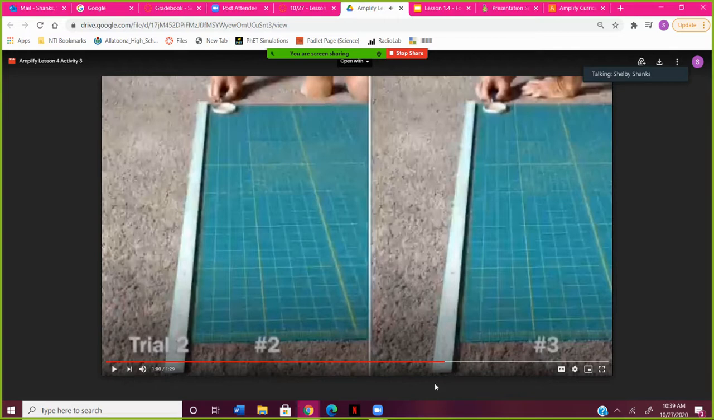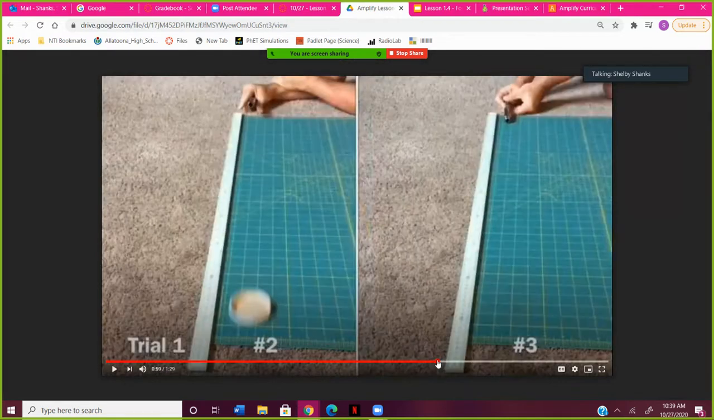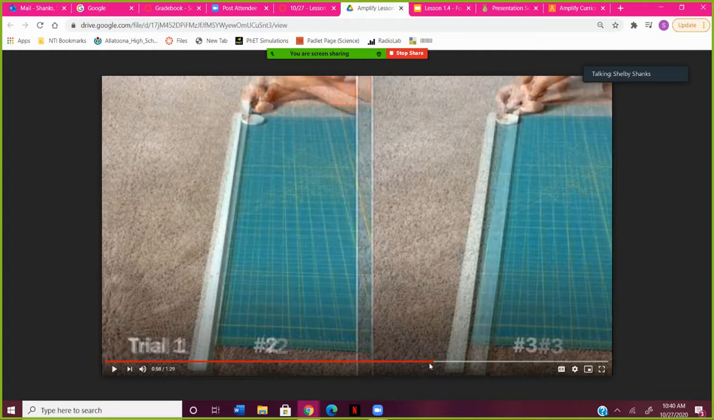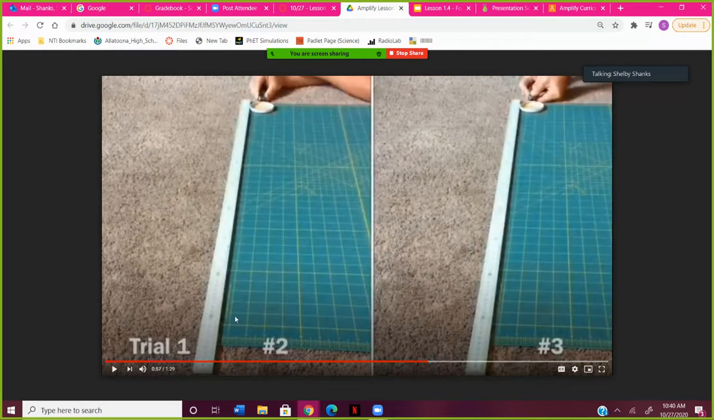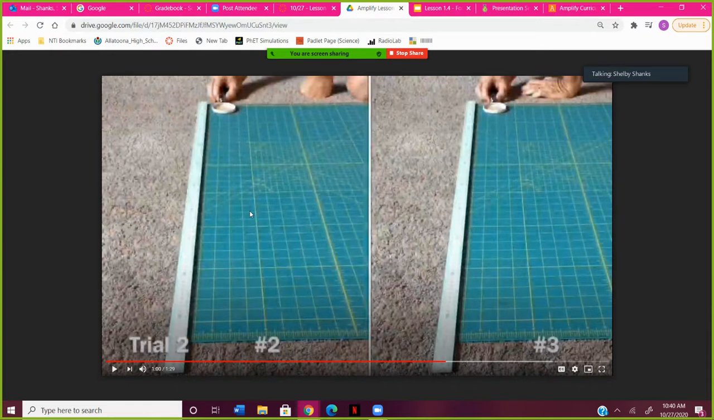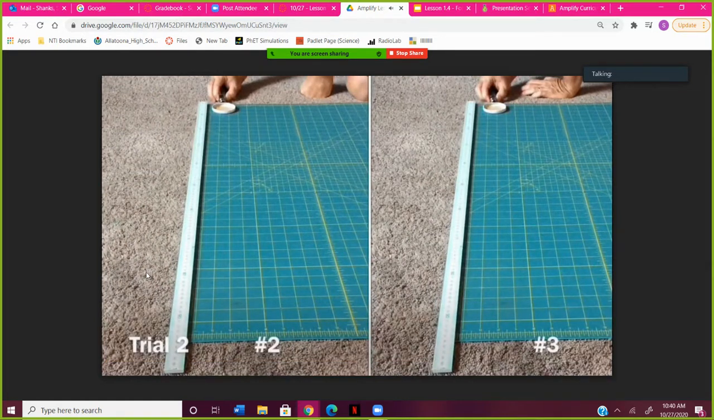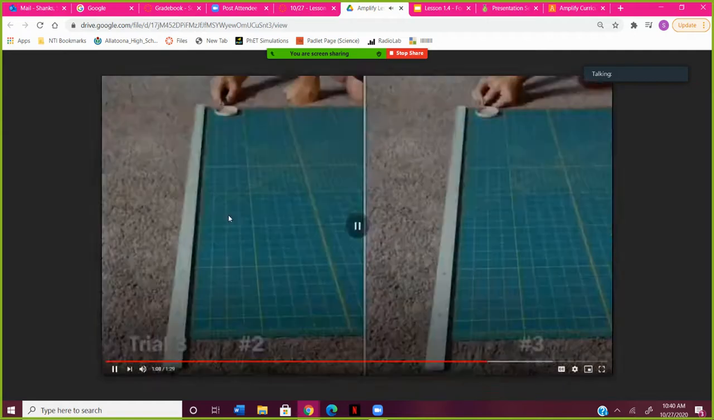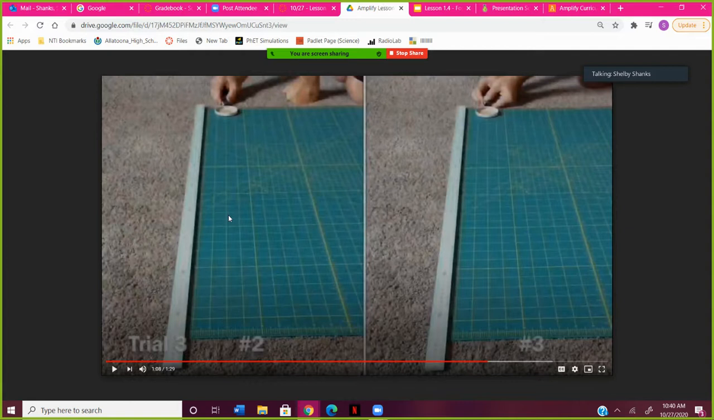I'm going to watch that again because it's super quick, but you should be watching which one gets to the end of the meter stick first. Okay, watch which one gets to the end of the meter stick first. All right, that was trial 1. All right, this is trial 2. Watch which one gets to the end of the meter stick first. All right, now this is the 3rd trial. Make sure you're watching which one gets to the end of the meter stick first.